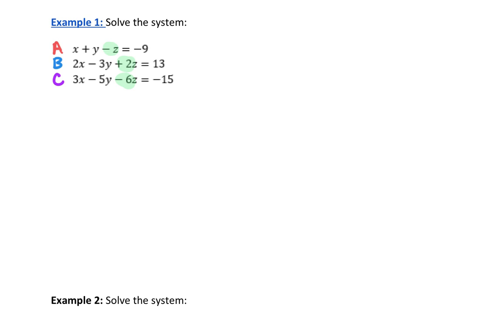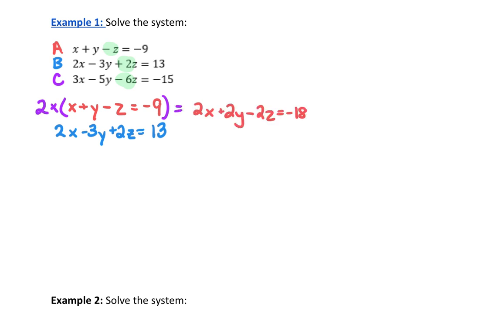So first thing I'm going to do is copy down the A and the B. I'm going to go ahead and multiply this red one by 2 so that the Z coefficients will be opposites. Okay, so now the Z coefficients are opposite, so we're going to go ahead and combine these. Okay, so I got rid of Z successfully.